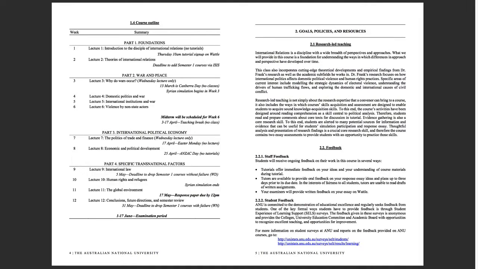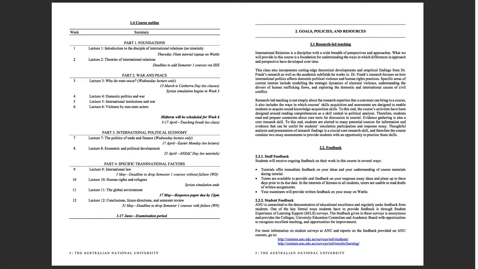On page 4 of the course guide, you see an overall outline of this course, starting with the different lectures and the different lecture topics over the 12 weeks of the semester, as well as on the right side, different deadlines or holidays that might affect when classes or tutorials are offered. The first major event is Thursday at 10 a.m., the tutorial sign up on Waddle.